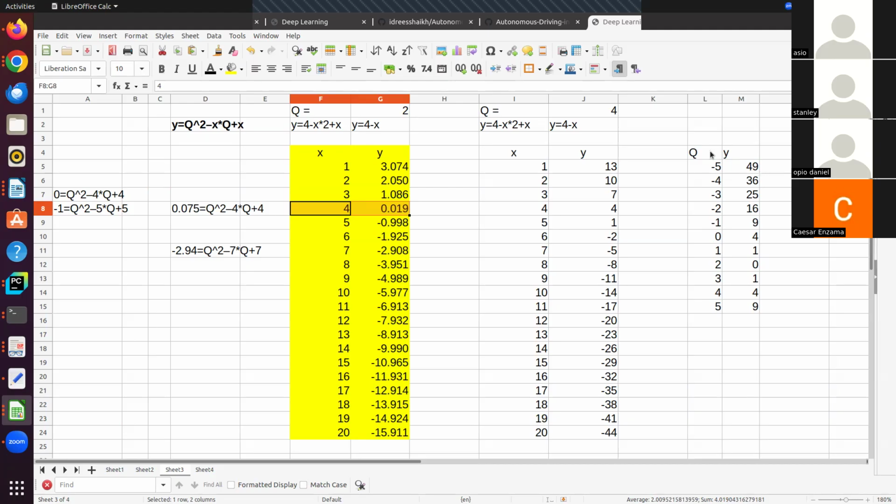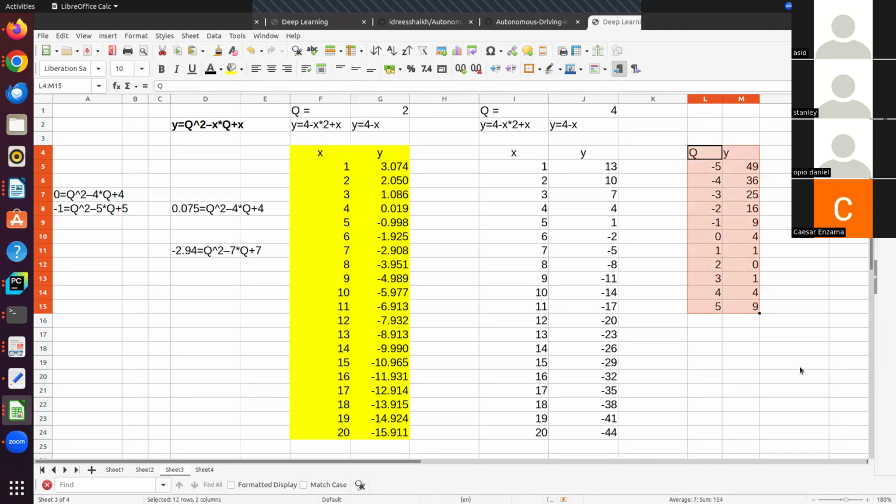Okay, we understood that one now, correct? Fair enough. We got that the minimum will be exactly when Q equals 2. Is there something we can jump to and be a little more sophisticated? Anybody have an idea?